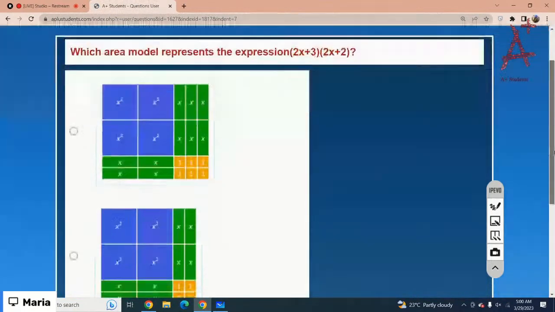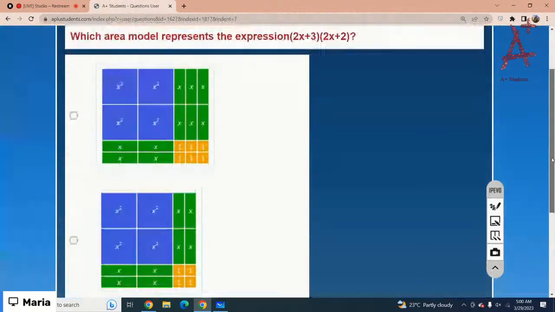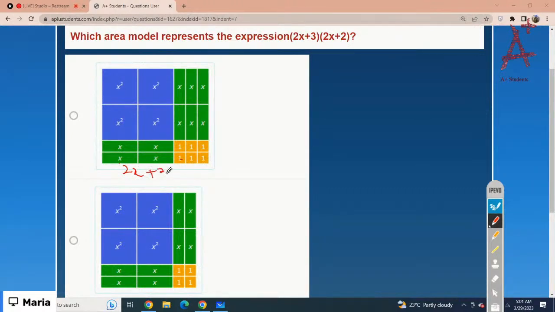The next one: you are given the area models. You need to see which one represents 2x plus 3 and 2x plus 2. Here you have 1, 2, 2x and 1, 2, 3, 2x plus 3. And here you have 1, 2, 2x and 1, 2, 2x plus 2. So it represents 2x plus 3 and 2x plus 2. That means option number 1 is the correct option. Just select the correct option and click on the OK button.